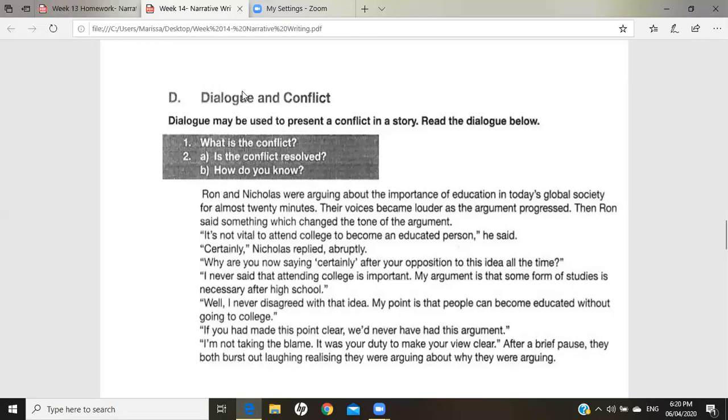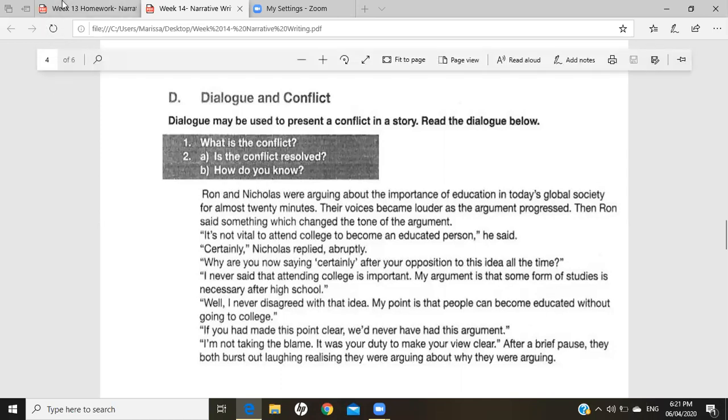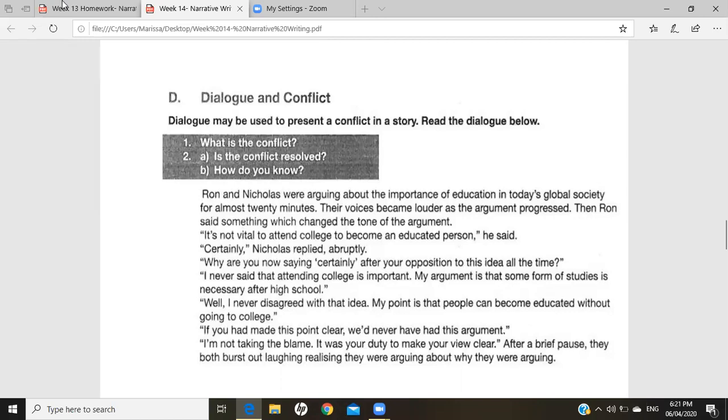So let me see if Denzel is back with us. Denzel, are you back with us? Denzel is not back with us. Jalen, what do you think is the conflict that's taken place in this extract? What are they arguing about? Okay, anybody wants to help Jaden out?